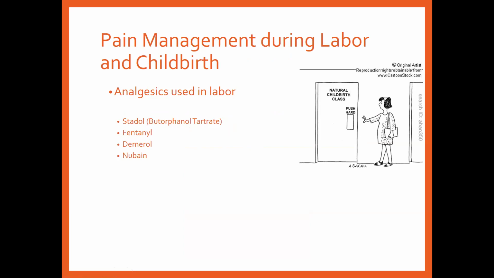All right, pain management during labor and childbirth. Analgesics used in labor. The primary action is at the site of the brain, activating neurons that descend to the spinal cord. So we can use Stadol, fentanyl, Demerol, or Nubain, which are pretty common ones that we use. They're usually used early in labor and given intermittently or by a PCA, which is fairly uncommon.